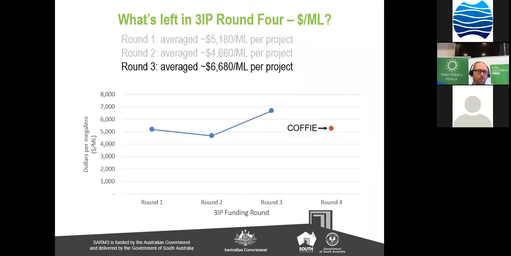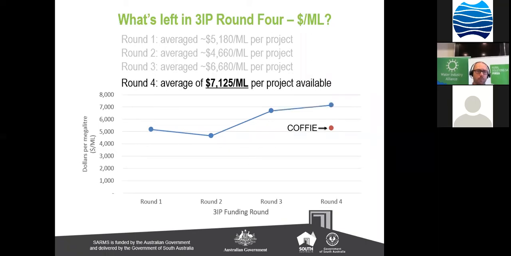And then you can see, as I said before, round three, we had very few applications come through, but they got by far the best value for money per project. What's great is in round four, because we've managed the budgets pretty well, we've now got $7,125 per megalitre available per project. And that's an average. A project may wish to put in a higher dollar per megalitre price, but that will reduce the competitiveness of that project because value for money is a consideration in our competitiveness assessment. If obviously a project goes below the $7,125 per megalitre, then that is something that would increase the competitiveness of a proposal.